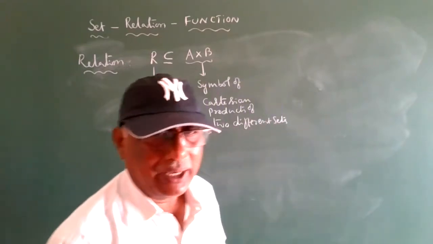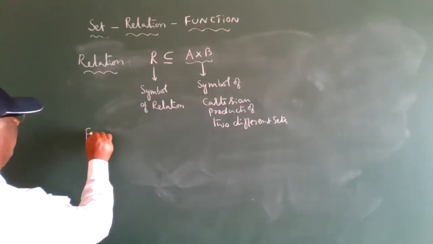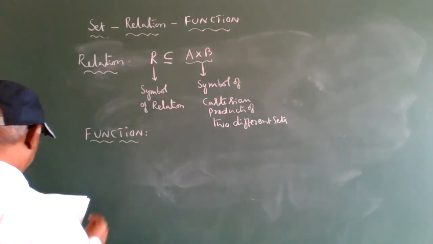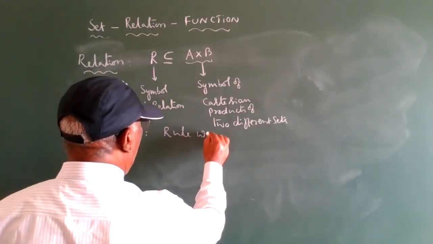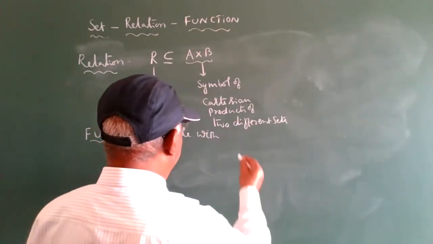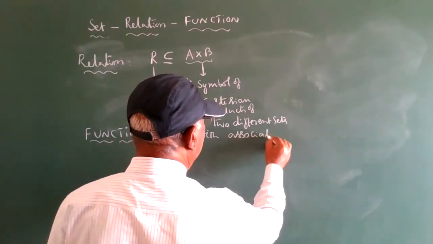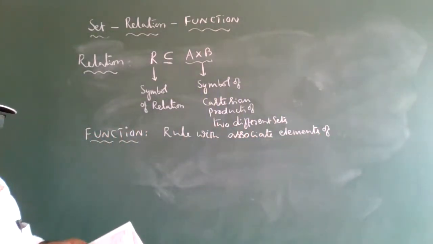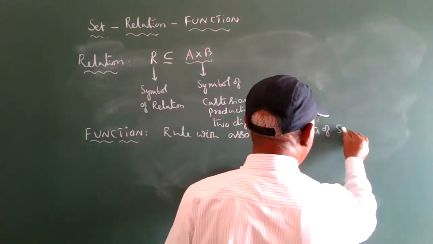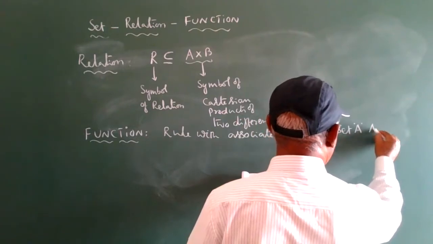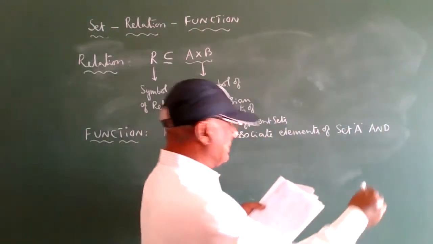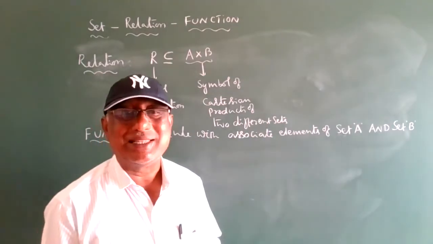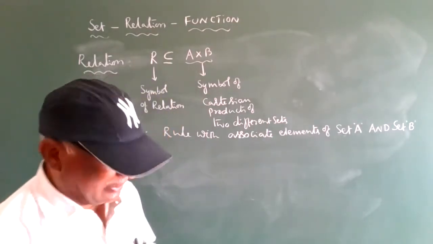Now I will write, everyone see. Function rule: a rule that associates elements of set A and set B. A is one separate set, and B is a different set of elements.